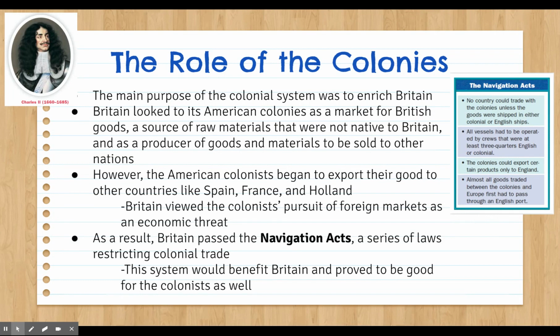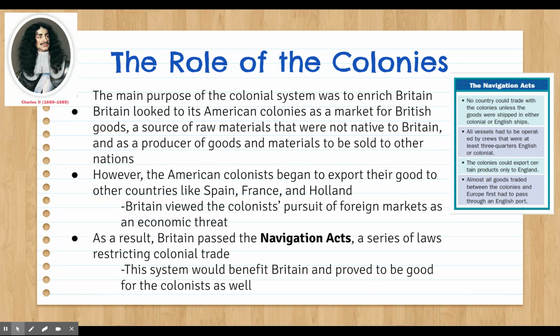The main purpose of the colonial system was to enrich the mother country of Britain. Britain looked to its American colonies as a market for British goods, a source of raw materials that were not native to Britain, and as a producer of goods and materials to be sold to other nations. However, the American colonists began to export their goods to other countries like Spain, France, and Holland. So the American colonists were trying to make their own money.